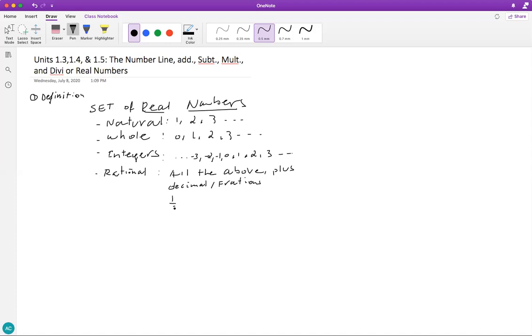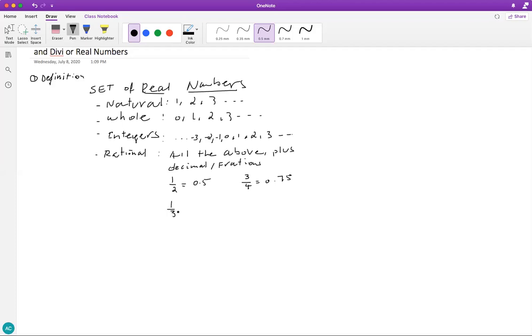Example, 1/2, that's a fraction. As a decimal, it's expressed as 0.5. Maybe 3/4, 3 out of 4, that's 0.75. Maybe 1 out of 3, which is basically when you divide this, you get 0.333. It doesn't end. It repeats and it never ends. Okay, so that's what we call rational numbers. Could be an ending decimal like this, or could be non-ending repeating decimals. So rational numbers basically are ending decimals.